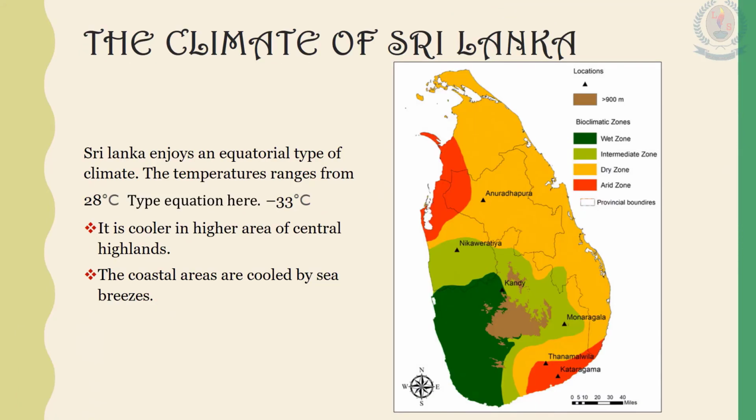The climate of Sri Lanka. Sri Lanka enjoys an equatorial type of climate. The temperature ranges from 28 Celsius to 33 Celsius. It is cooler in the higher areas of the central highlands. The coastal areas are cooled by sea breezes. Days are bright, warm, sunny and humid almost throughout the year. Sri Lanka enjoys two rainy seasons, the December-January season and the May-September monsoon season.